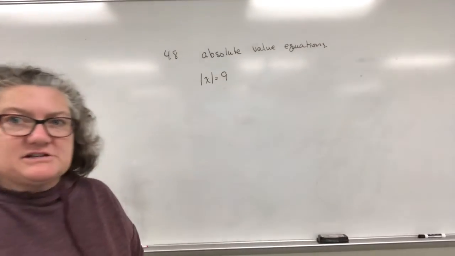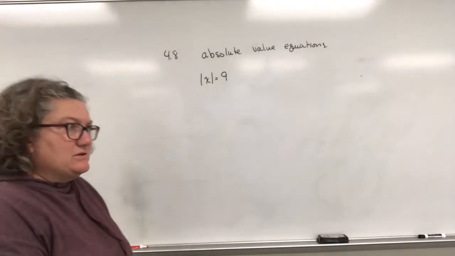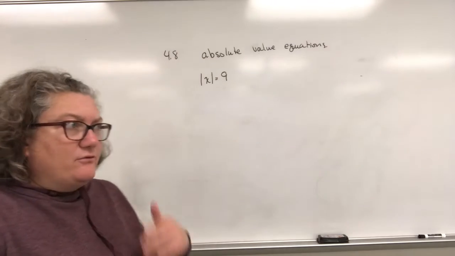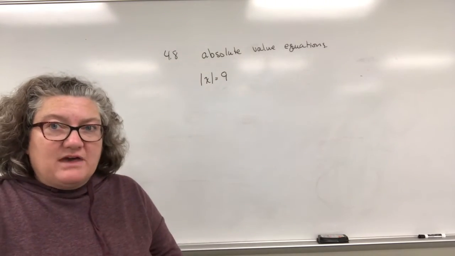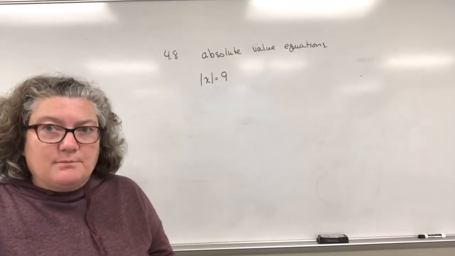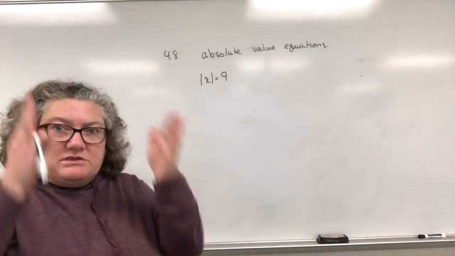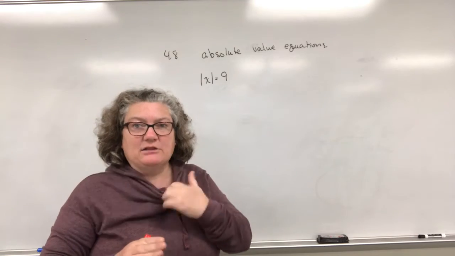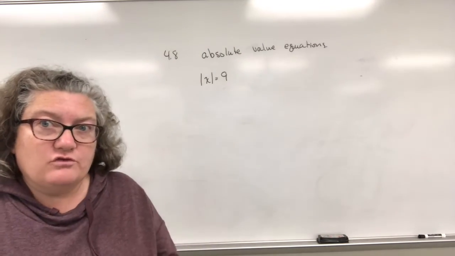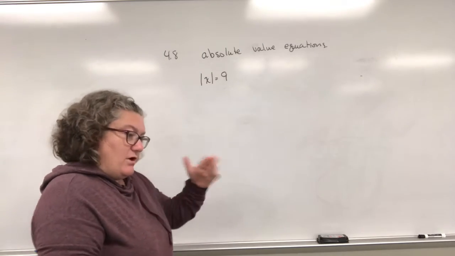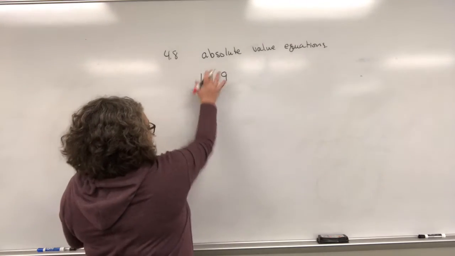Okay, here we are with section 4.8. We're talking about absolute values. Now, if you've had me before, you've heard me talk about absolute value and what it is. The definition of absolute value is the distance a number is from zero. We denote it with those up and down bars beside it that look kind of like railroad tracks, and it says, how far are you from zero?